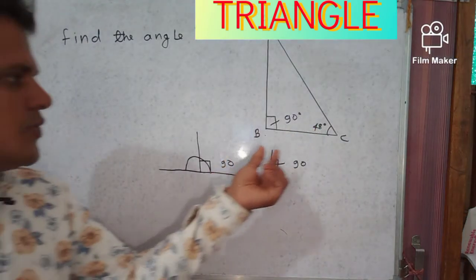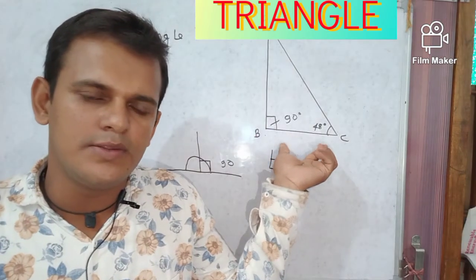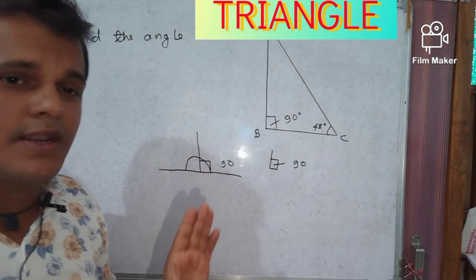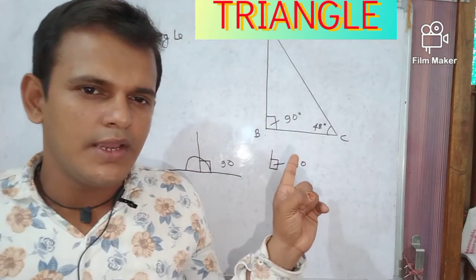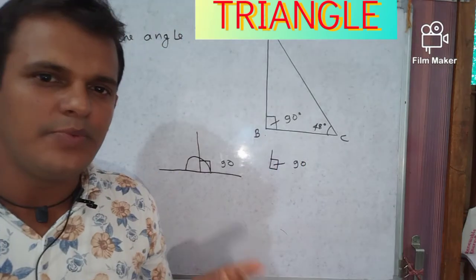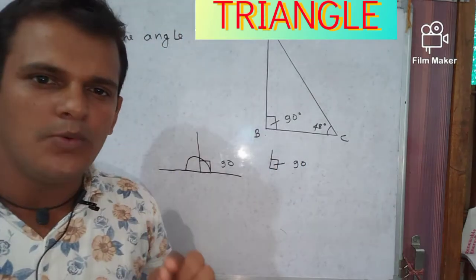Now we have two angles, right? And in the triangle, if we add the three angles, it will be 180 degrees.